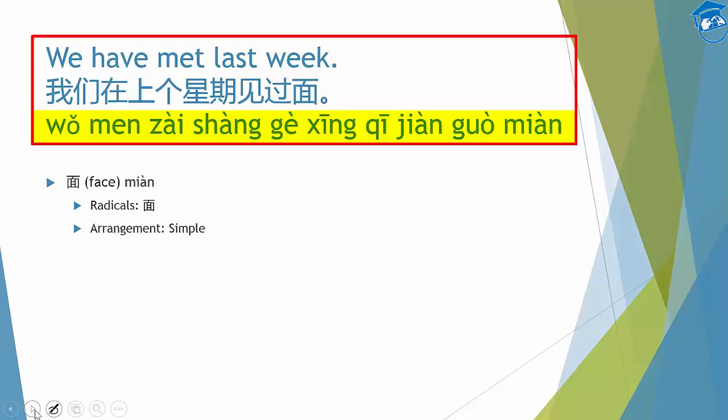Okay, as you may have noticed, 见 is see, but there must be an object to see. So in this case, it is face. So 见面 is like seeing your face. So it means to meet. Okay, so that's a new object that you have learned.